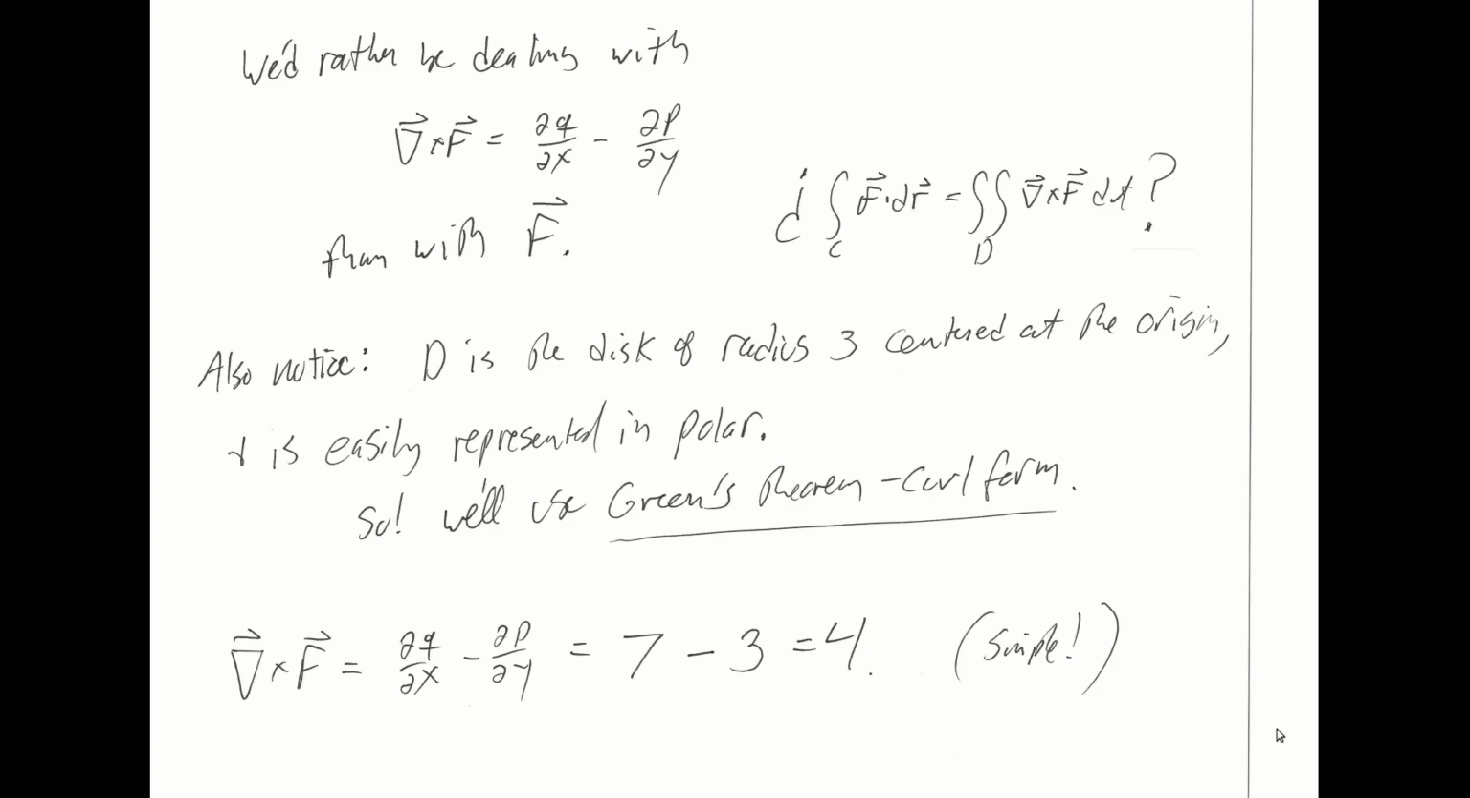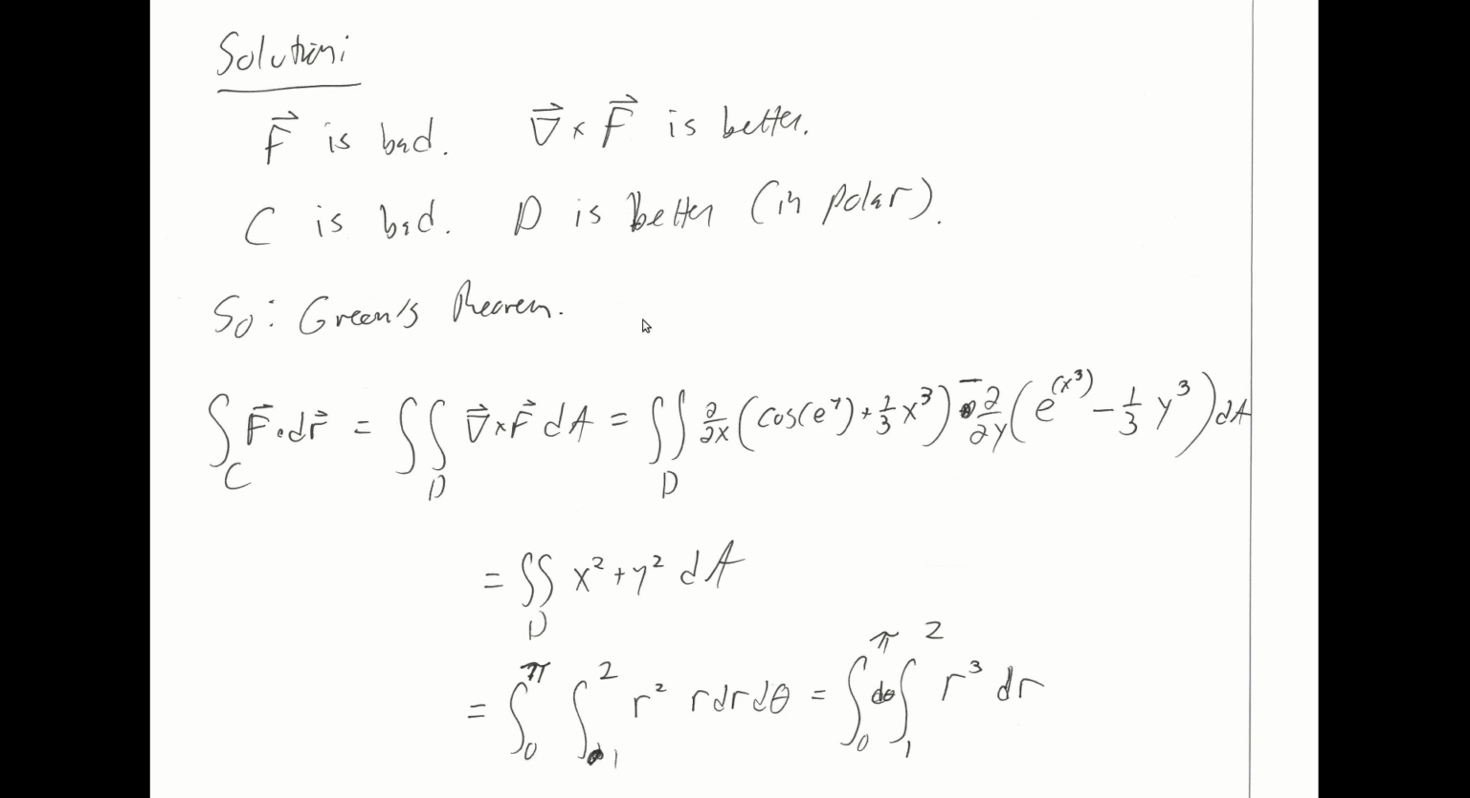Alright, let's have a look at it. So again, I would rather be dealing with the curl. Nope, wrong way, sorry. Here's the solution to this problem. F is bad. The curl of F is going to be better. C is also bad. It's got 4 different pieces. It is possible to break up line integrals along piecewise curves into the separate pieces, though we have not discussed that. C just looks bad to us. It would be hard to parameterize.